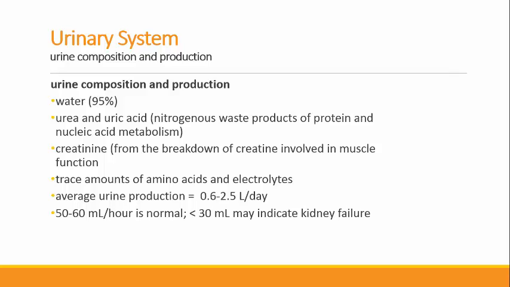So average urine production is somewhere between 1/2 liter to 2.5 liters of urine, or pee, a day. It's about 1/2 gallon. We're able to produce something on the order of 50 to 60 milliliters of urine per hour. If we're producing less than 30 milliliters, then that can be an indication of kidney failure.